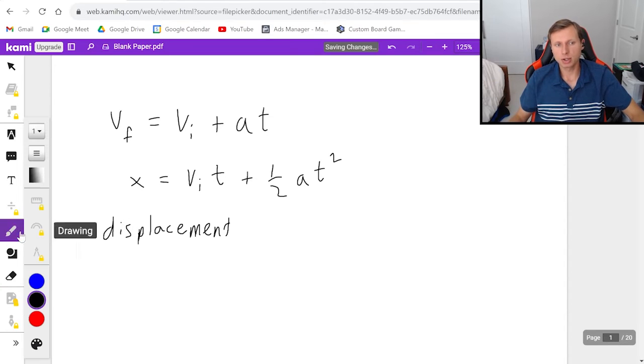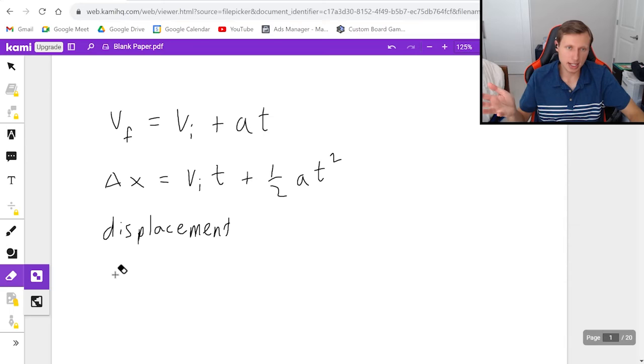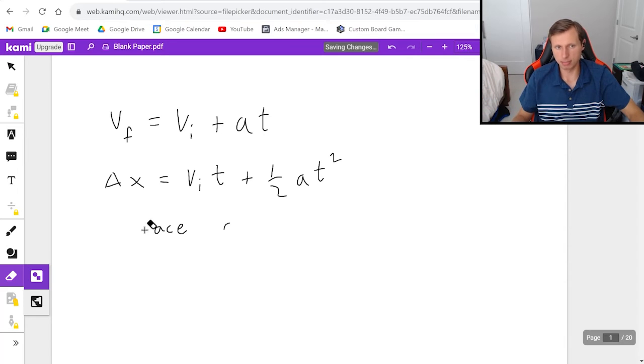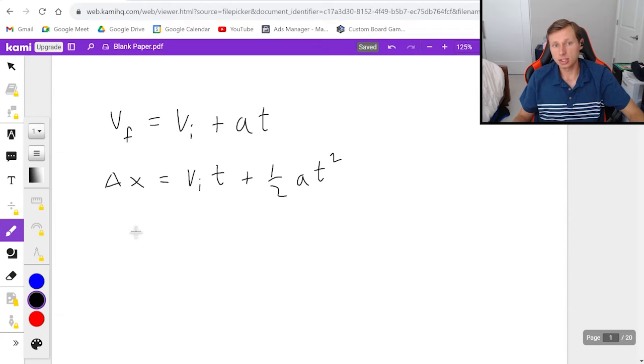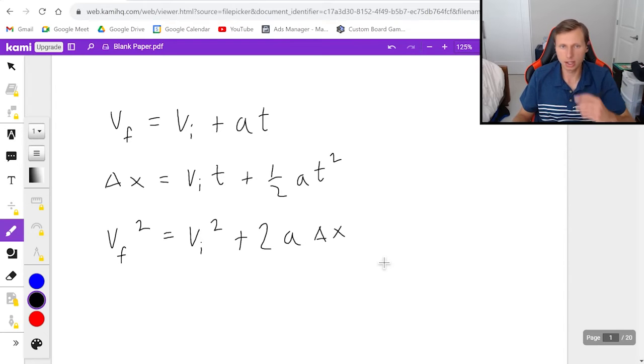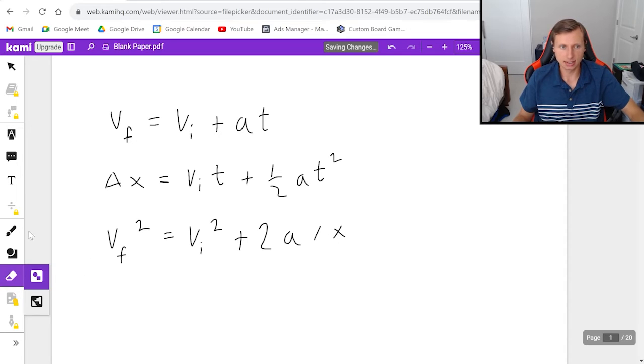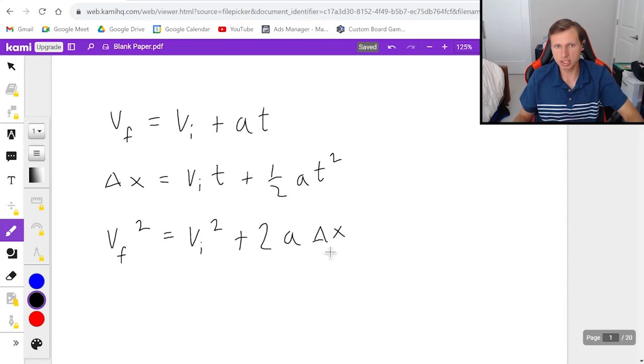So for that reason, I don't write x, I write delta x, or sometimes delta y, if I'm dealing with the y component, because it's the change in position, not just the position. The third equation is known as the squared equation, also known as the no time equation, because it has squares in it, and it also has no time in the equation. There's no t that shows up. V final squared equals V initial squared plus 2a delta x. And that's a delta that's not an a. And again, delta just means change in position.